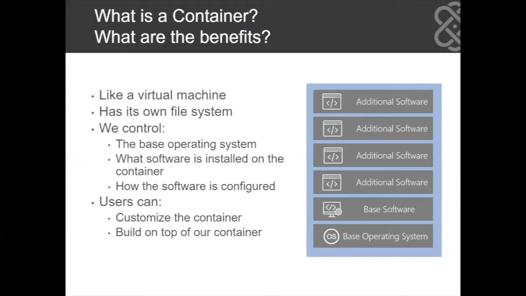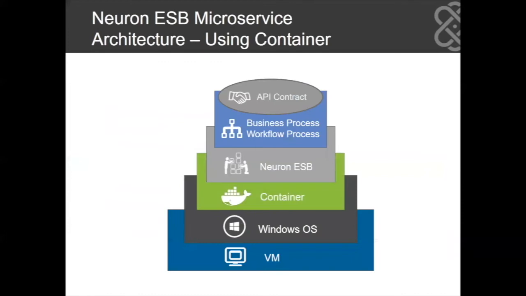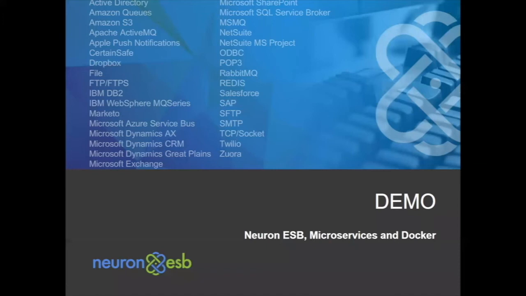For example, if some other product is using Neuron ESB for messaging, then they can use the Neuron container and package it with their product or project. In a nutshell, if we use a container to package our software, it is guaranteed to run as is on any other machine. And the microservice architecture with a container looks like this. Again, you will define the API contract using Neuron Explorer, and you will put the business logic using the business process and workflow process. They are going to run in a Neuron ESB, and this Neuron ESB is going to run under the Docker container.